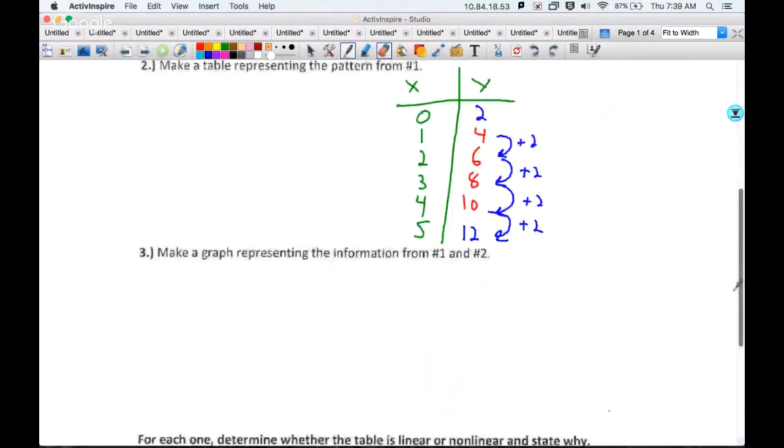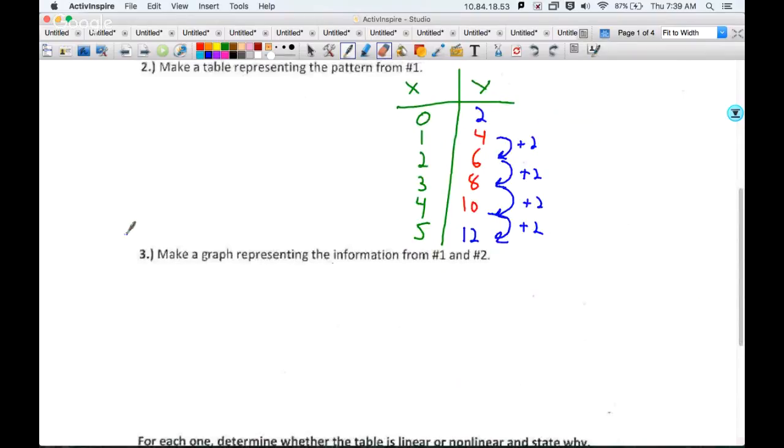All right, let's take that table and graph it in part 3. Make a graph to represent the information from 1 and 2. I'm only dealing with positive numbers, so I can just draw the first quadrant of my graph and just kind of plot these points. So 0, 2 is going to be right about there. I'm going to decide that that is 2 right there.